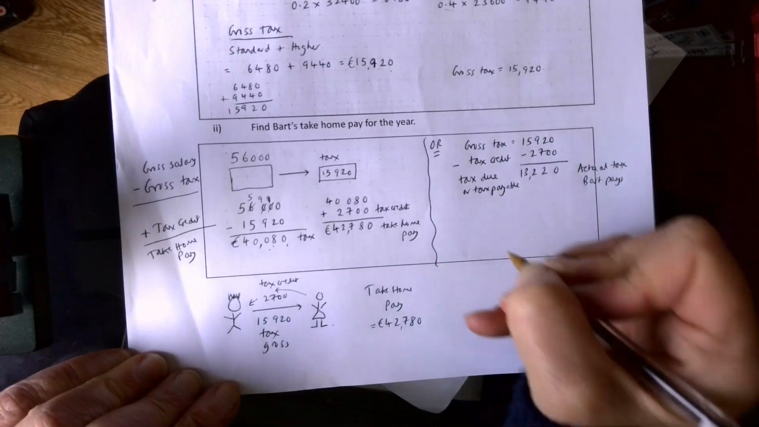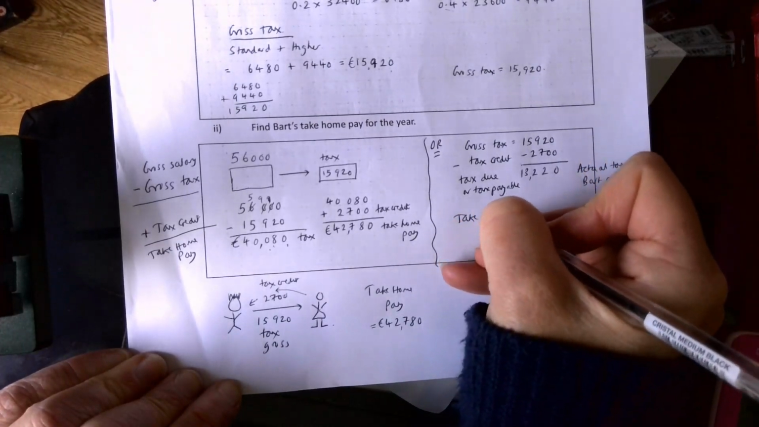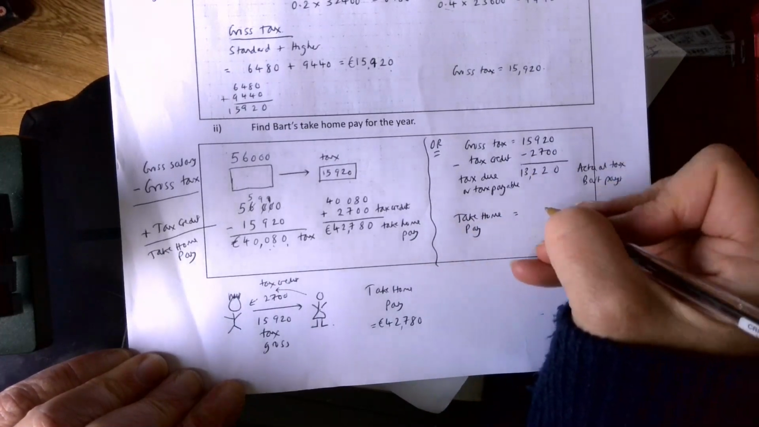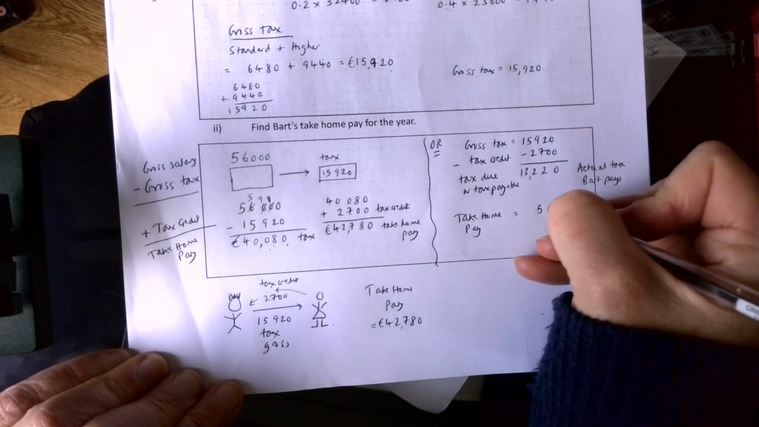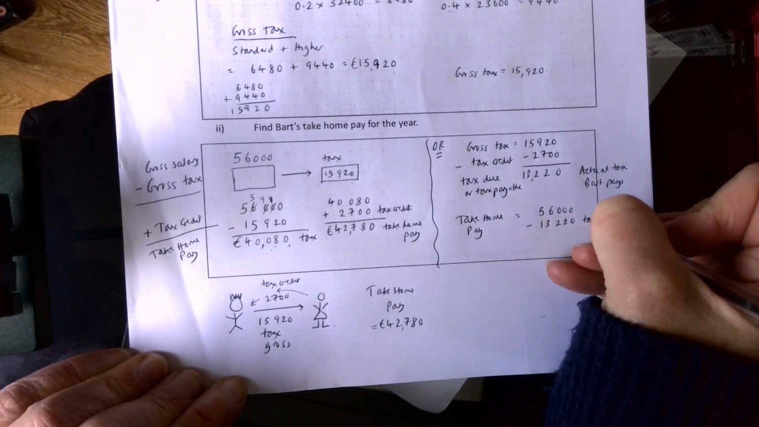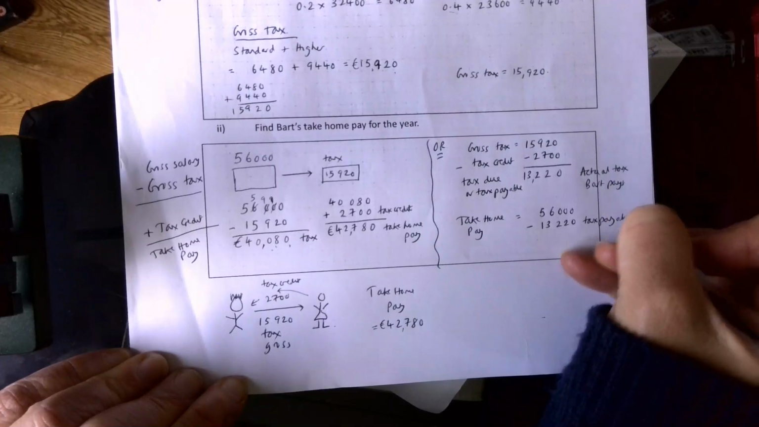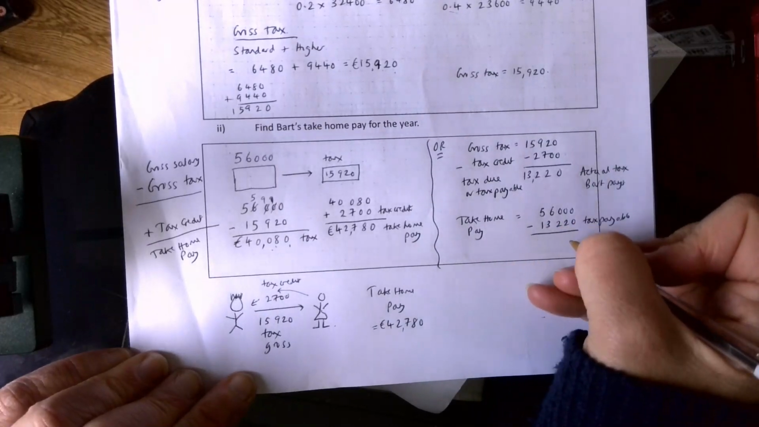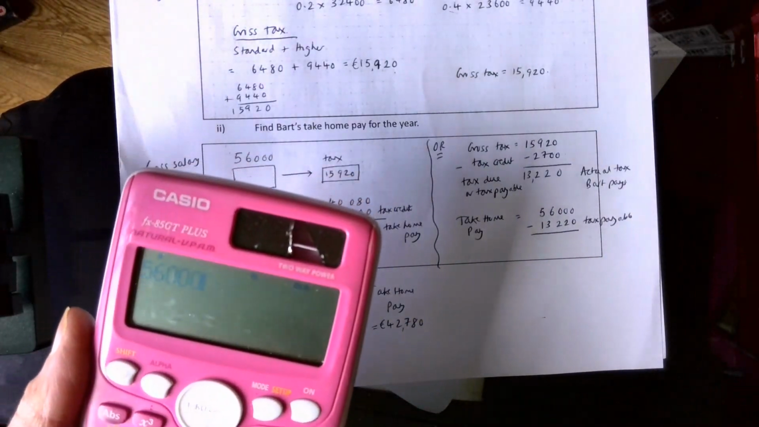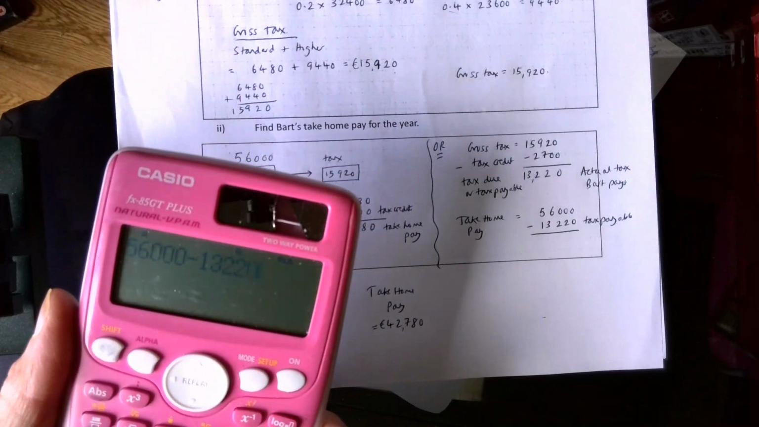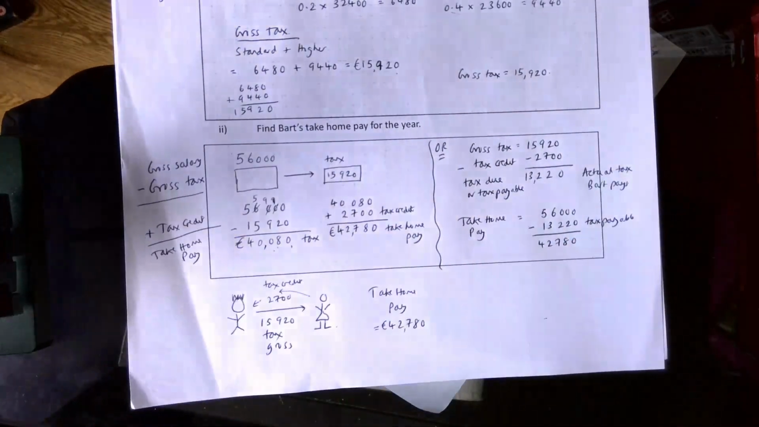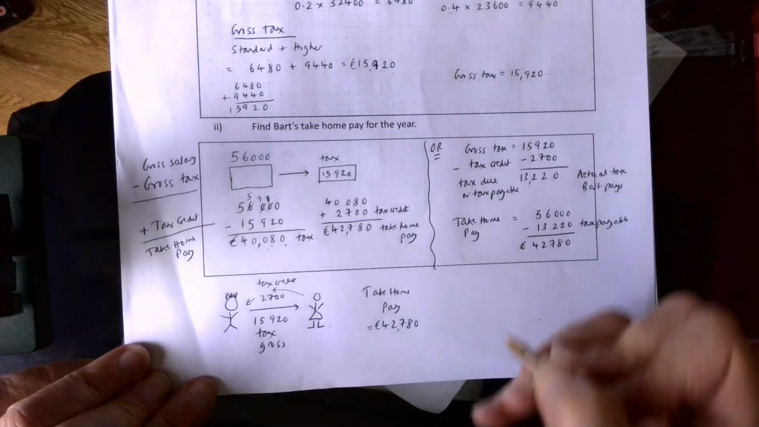So what's his take-home pay? Well, he's actually paying 13,220. He started off with 56,000. He's paying 13,220 tax payable. So his take-home pay is the difference between those two, and we'll find it's the same amount, 56,000 minus 13,220, 42,780 euro. So do you notice I'm getting the same answer? I'm just doing it a different way. That's his take-home pay.